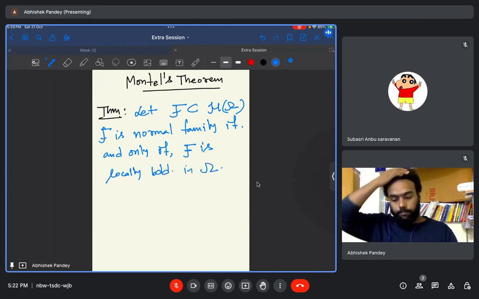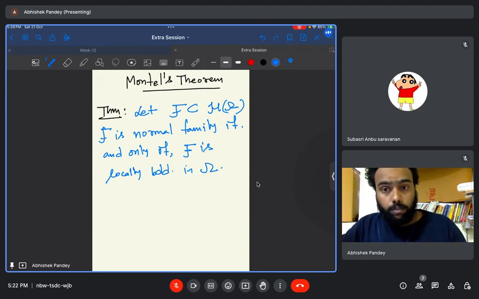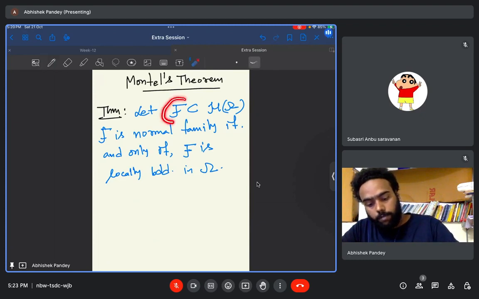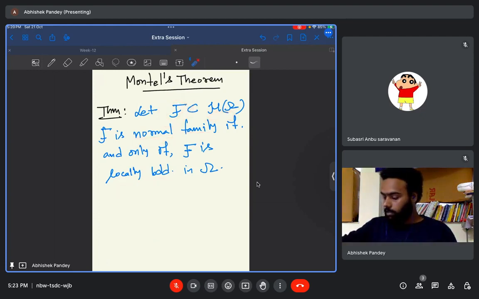We have already proved that in the case of a continuous family, if F is a normal family, it is locally bounded. So it will hold for this one also. But if this is just a family of continuous functions, then locally bounded doesn't imply that it is a normal family. But once it is a family of analytic functions, locally bounded implies normal family.